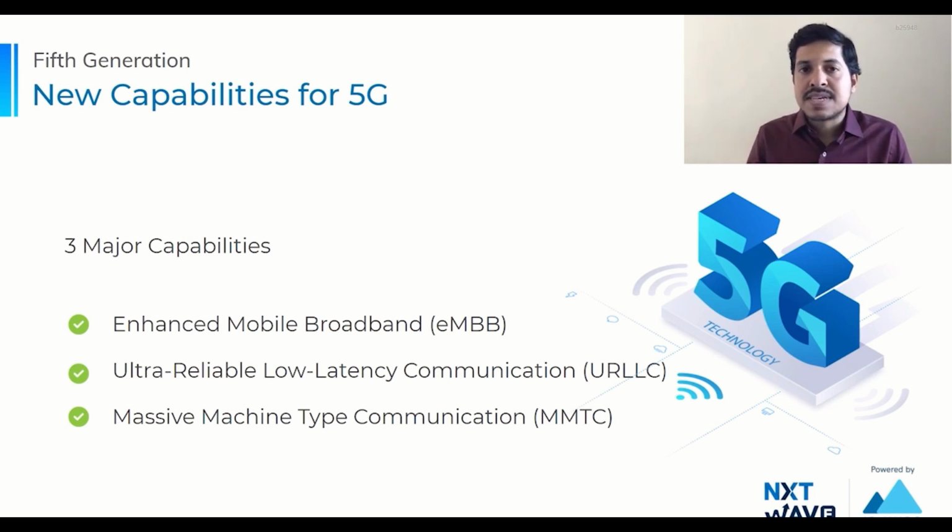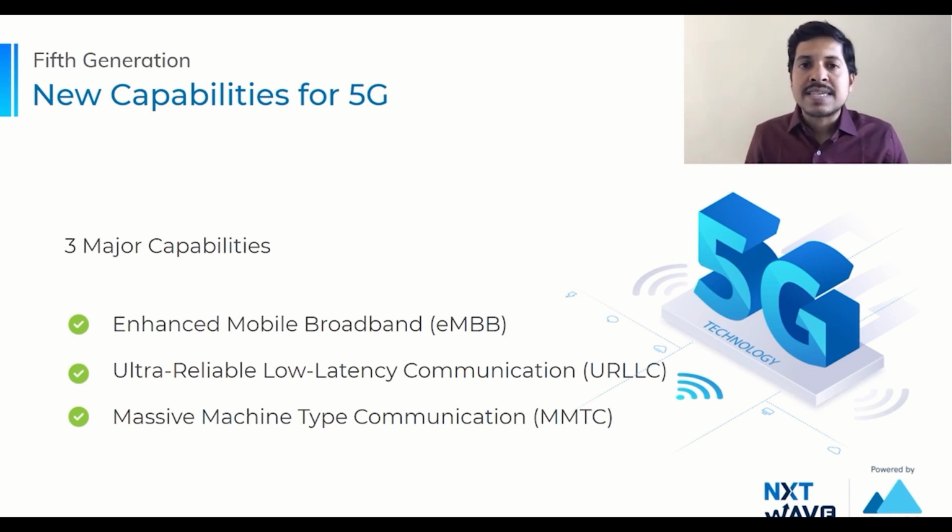And the third use case or capability was mMTC or massive machine type communication. This was added to support the IoT revolution, the Internet of Things revolution, so that up to 1 million devices per square kilometer could simultaneously connect to a mobile network. So those are the three key use cases or three new capabilities that would define the fifth generation of networking. And these capabilities, of course, were not possible in the previous generation.